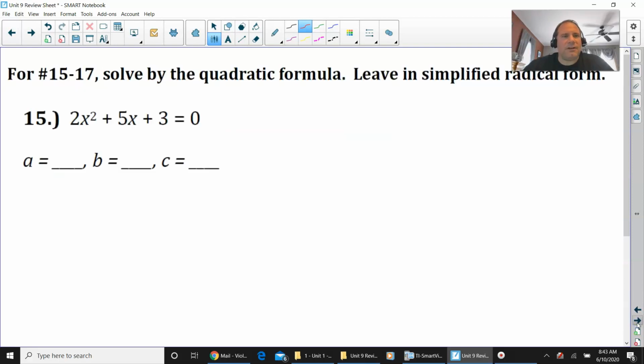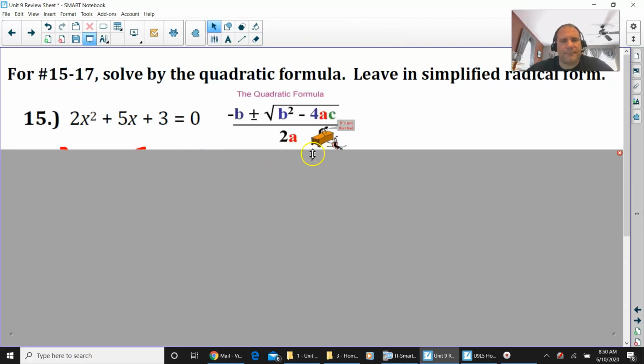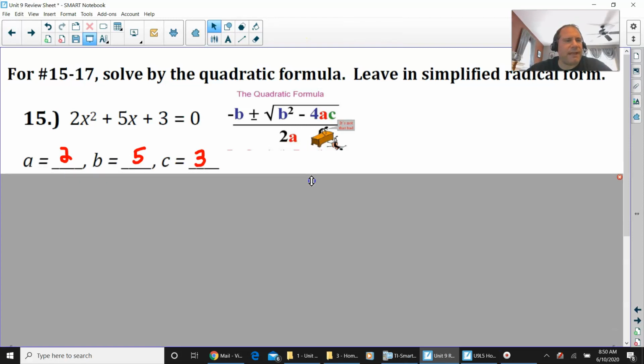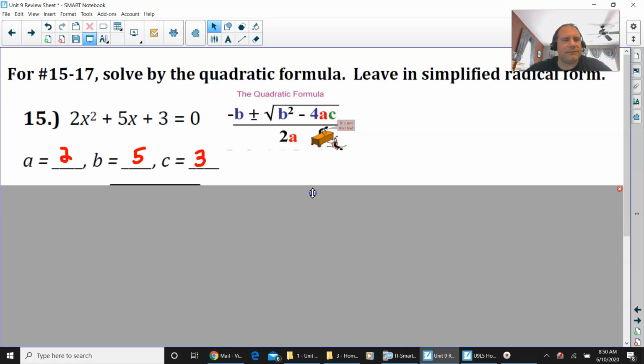Number 15, solve by using the quadratic formula. Just remember, leave in simple radical form, simplified radical form. And we'll go through all of that. But just to get you started, A is 2, remember, and then B is 5, and C is 3. Okay, so we have A is 2, and like we said, B is 5, and C is 3.